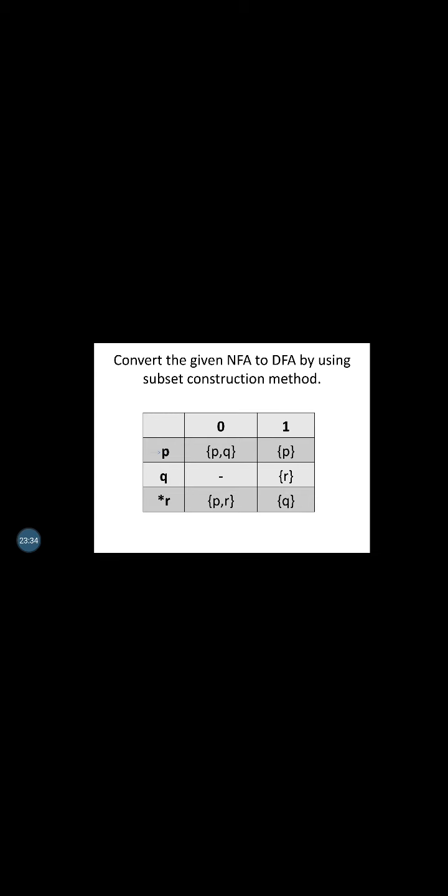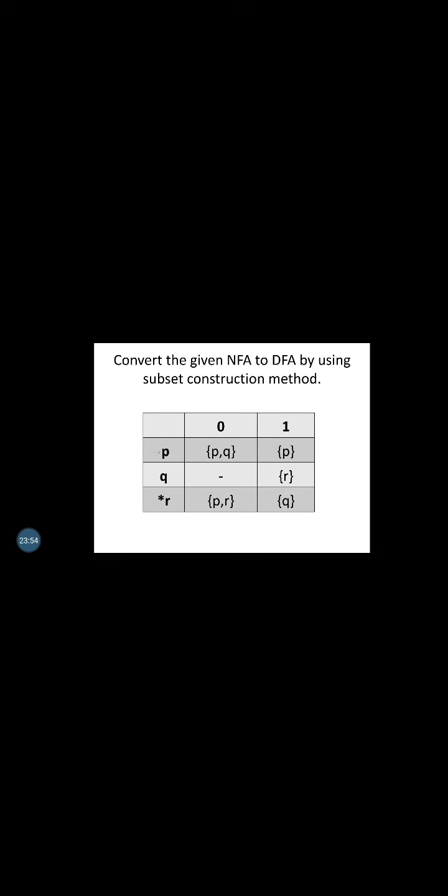So P comma 0: the transition for the state P on the input symbol 0 is P and Q. Since there is more than one transition for a particular state on a given input symbol, we can say the given transition table belongs to an NFA itself. Now P comma 1 is P and Q. Q comma 0 has no transition. But in case of a DFA, every state has to respond for every input symbol.